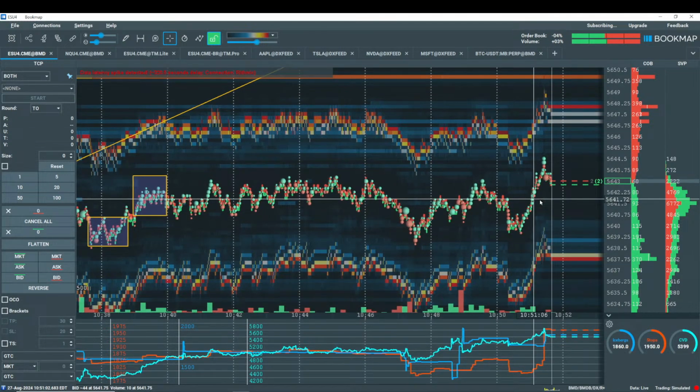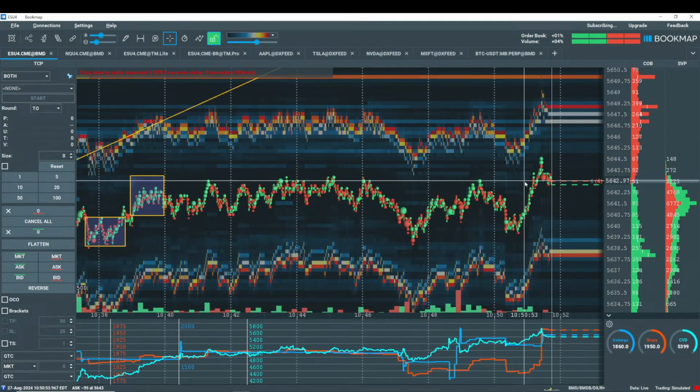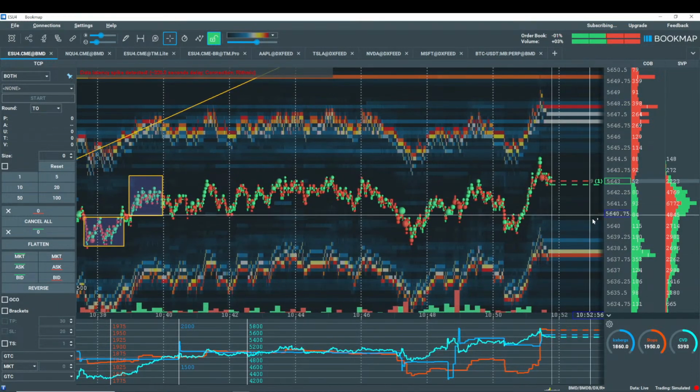It's a tricky one. It's definitely taking its time. It took another dip here before doing this, before breaking out here.